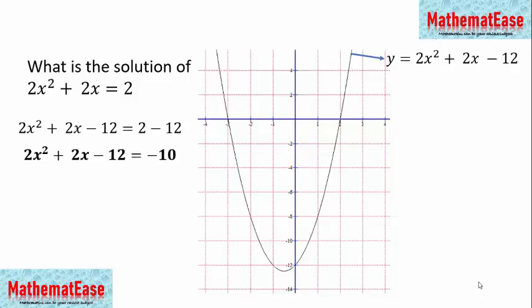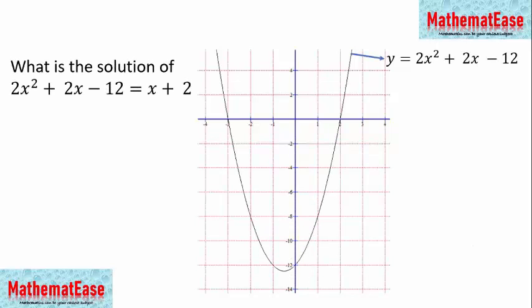Therefore, I will draw a line where y is equal to minus 10. I will draw a horizontal line. Where the line meets the curve is the answer, which is this and this one. Therefore, my answer is approximately minus 1.6 or 0.6. This is another one.